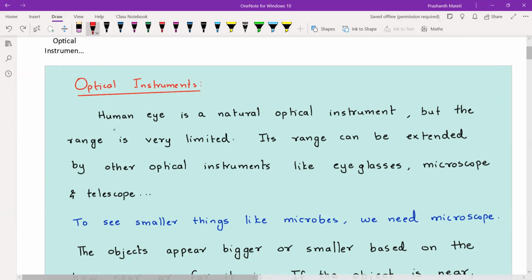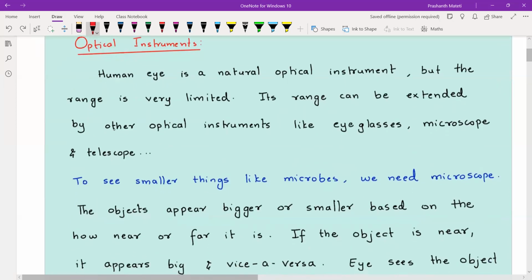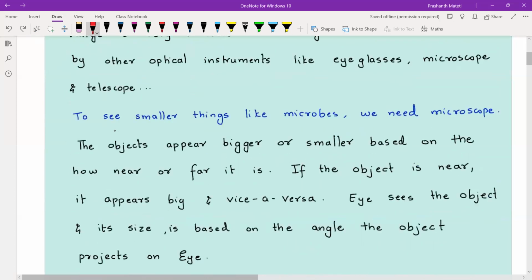The range is limited. If you want to extend this range, if you want to see the planets, the stars, or the moon in a better view, if you want to see far distances, we need telescopes. If you want to see small things bigger in size, we need microscopes. We need optical instruments to see smaller things like microbes.